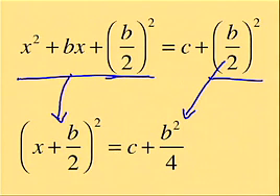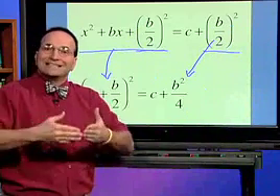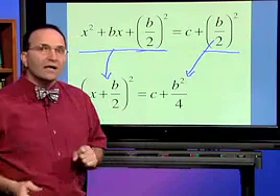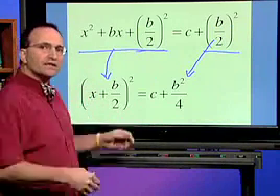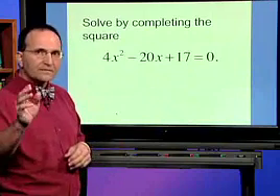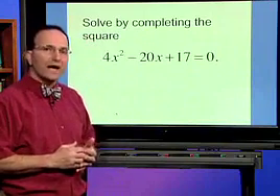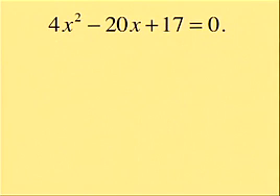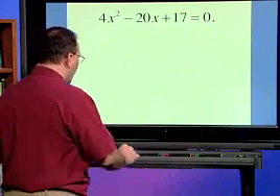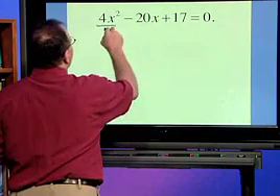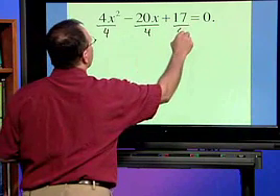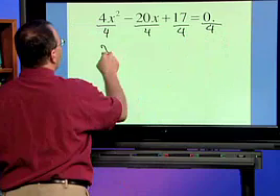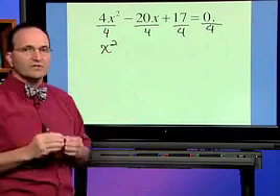At that point, you can then pick up where we just did the previous example, which is you can take the square root of both sides. Let's work an example of this so you can see it in action. Let's take the problem solved by completing the square for 4x squared minus 20x plus 17 is equal to 0. All right, to do this problem, the first thing is we must divide by 4 so that we have a coefficient on x squared which is equal to 1.